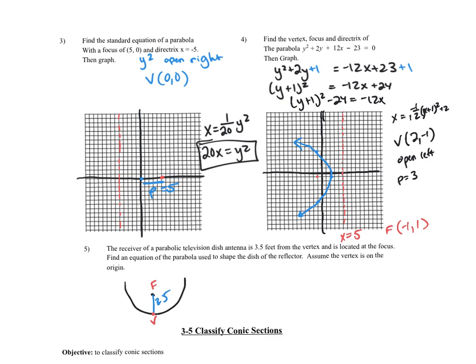So since the distance from the focus to the vertex is 3.5, we know that p equals 3.5, which means that 4p will equal 14. This is our traditional y equals x squared, so it would be y equals 1 over 14 x squared. But we want to put it in the conic sections standard form. So we'll say 14y equals x squared.